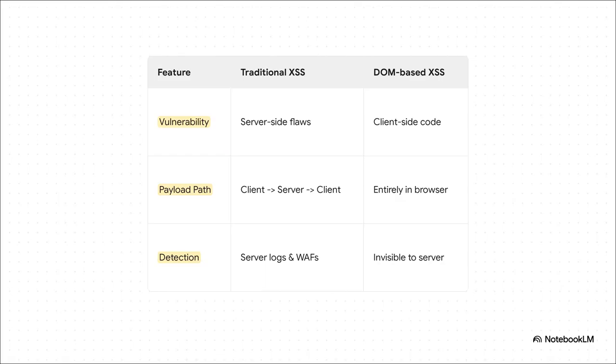This table really nails the key difference. With traditional XSS, you're trying to trick the server into sending bad code back to the browser. But with DOM XSS, the vulnerability is in the client-side code itself, the JavaScript. The server is just an innocent bystander, which means a lot of standard security tools are completely blind to this.